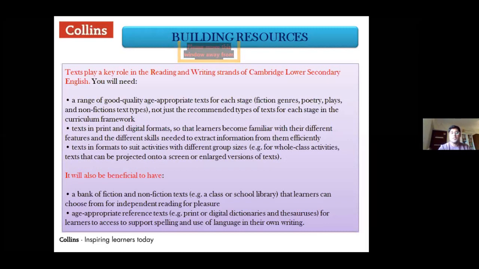Maybe someone also asked me how to use all this in the virtual classroom setup. You have a lot of apps nowadays, a lot of software. So you have Edmodo, you have Peardeck, you have Jamboard. You can use these apps. You have Mentimeter as well. Use these apps to create your resources over there. They're really helpful. Text in formats to suit activities with different group sizes. You can use for whole class activities by creating breakout rooms. You can divide the classroom into groups or pairs and then use a kind of activity over there.